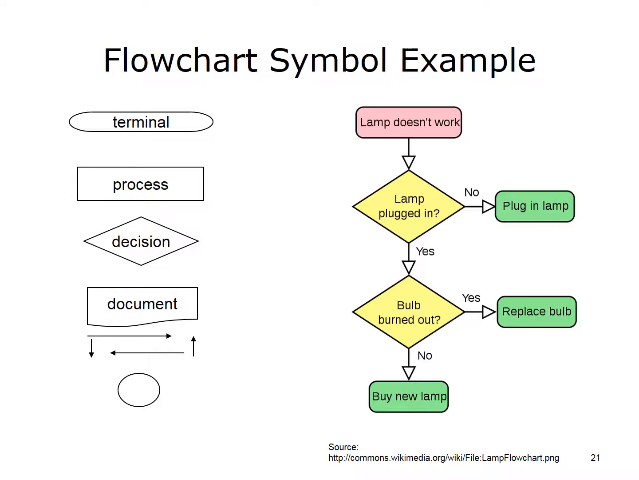by a decision box. If the bulb is burned out, the next task, denoted by a process box, is to replace the bulb. If the bulb is not burned out, the final step, denoted by a terminal symbol, is to buy a new lamp. Note, color is not required in flowcharts.